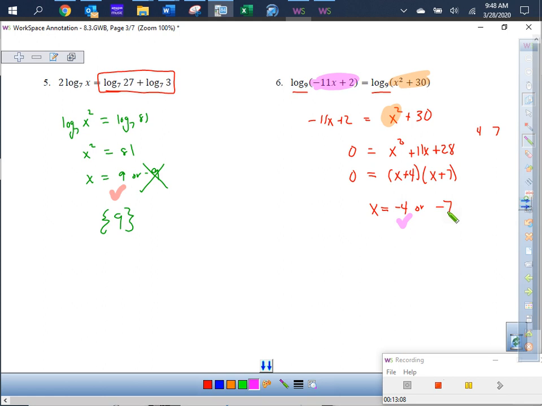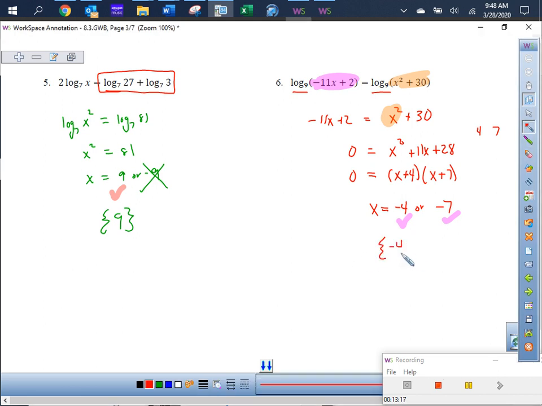And by the same logic, because all we dealt with was the sign of this one being negative, this one is going to check also, so they both work. So beautiful. Negative 4 and negative 7. We'll put them in a solution set. It doesn't matter what order they go in, but they both make this a true statement.